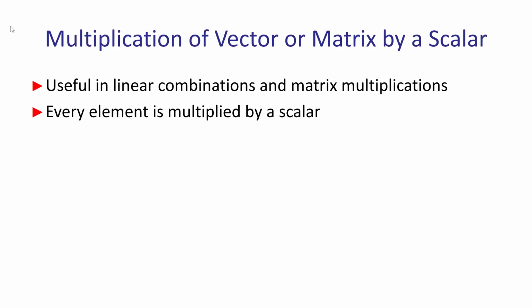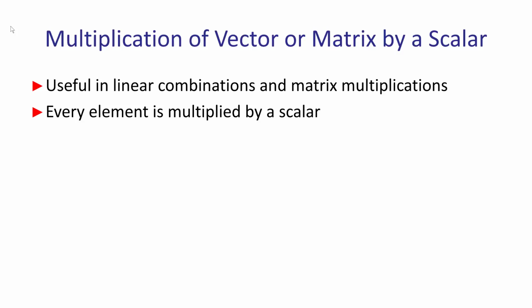Another simple operation on vectors or matrices is a multiplication by a scalar. Scalar is just some real number that you're multiplying by. You can think about scalar also as a matrix with dimensions 1 by 1. So it's just a number. So how do you multiply a vector or matrix by a scalar?